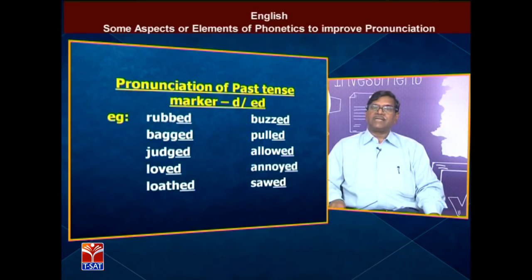Allow. It is ending with a vowel sound, which is a voiced sound. Allowed. So, the past tense marker is pronounced as d. Annoy, "oy", is also a diphthong. Annoy, annoyed. So, the past tense marker is pronounced as d. Likewise, if the present tense ends in any voiced sound, the past tense marker is pronounced as d.